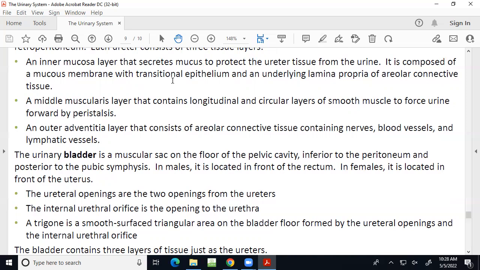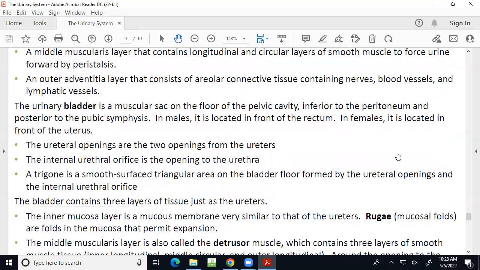And that enables essentially the mucosa to kind of flatten out, which opens up the interior of your ureters a little bit more. The middle layer is the muscularis layer, made up of longitudinal and circular layers of smooth muscle. It's going to help force urine forward by peristalsis, which is just like what we saw happening in our digestive system, including our esophagus. Remember, peristalsis, like squeezing a toothpaste tube from the backside towards the cap. So that's what gets the urine hopefully down into the bladder. The outer layer of the ureter is the adventitia layer, made up of areolar connective tissue with nerves, blood vessels, and lymphatic vessels.